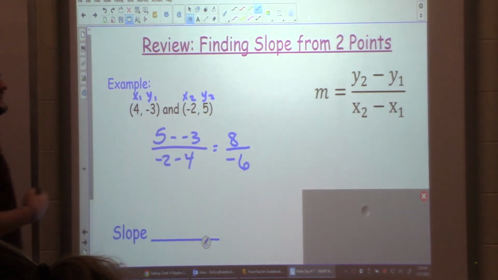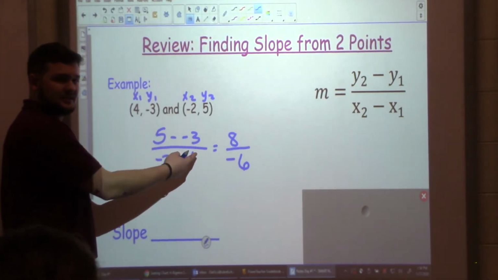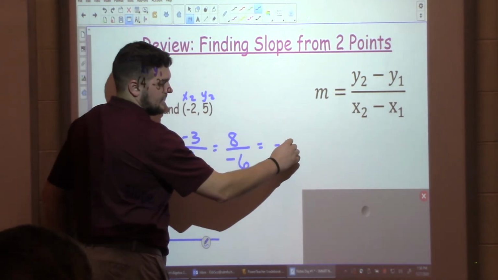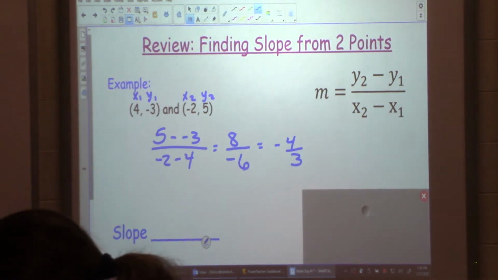Right? 5 minus negative 3 becomes 8. Negative 2 minus 4 is negative 6. Is that a good answer? No, simplify. Negative 4/3. Sweet, we got our slope.